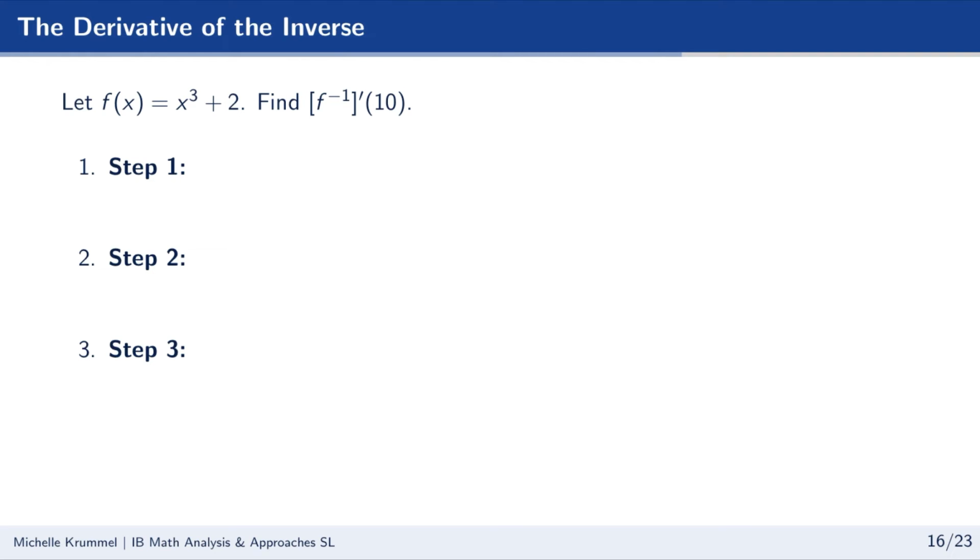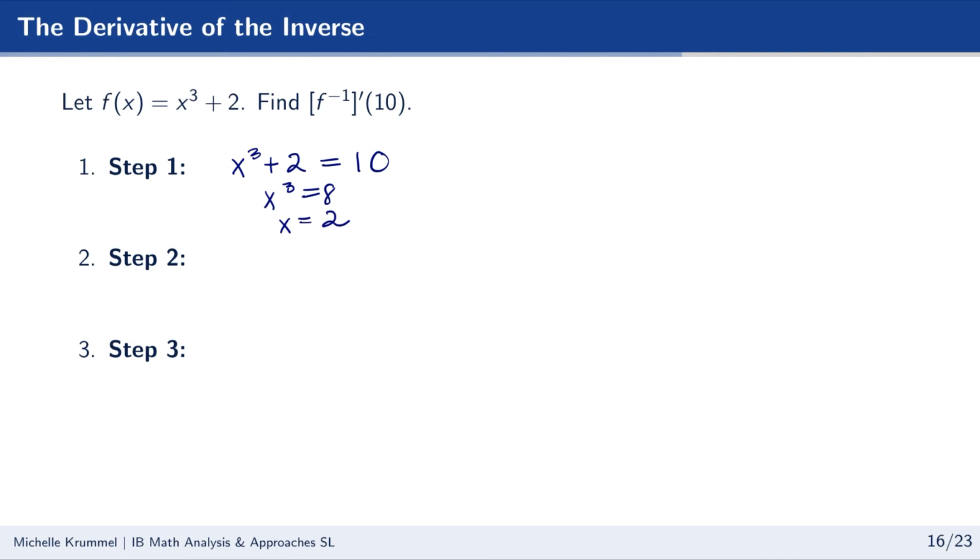Let's look at another example. F of x equals x cubed plus 2. Find f inverse prime of 10. So we have to figure out, step 1, where does f equal 10? Do not substitute 10 in for x. That is a really common mistake, but it will lead you to the wrong answer. You have to set f equal to 10. 10 is a y value of f. It's an x value of f inverse, so it's a y value of f. Okay, so that gives us x cubed equals 8, x equals 2.